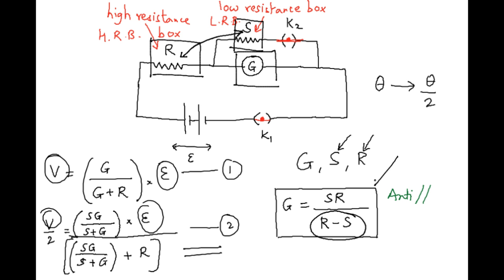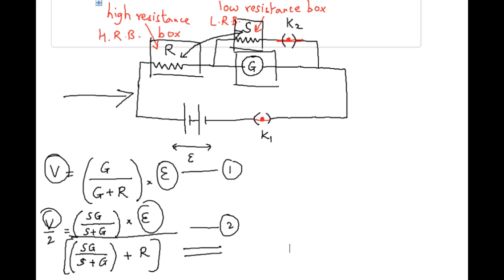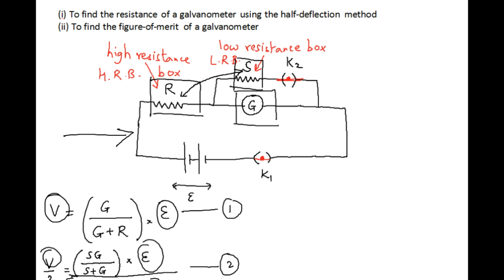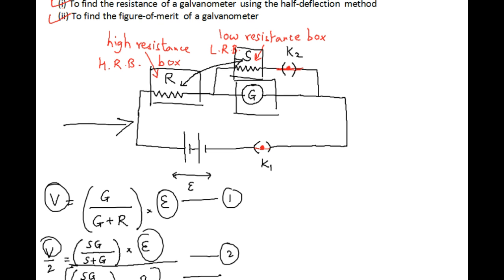You have to memorize this formula, very easy, using the anti-parallel mnemonic, and you can very easily solve questions. You have to know the circuit and you have to know the formula. So that's what is needed as far as the JEE main is concerned if they ask you a question based on the half deflection method. Now if you recall, this experiment has two parts. So now we have done this part, we'll try to look at the second part, which is to find the figure of merit of the galvanometer.